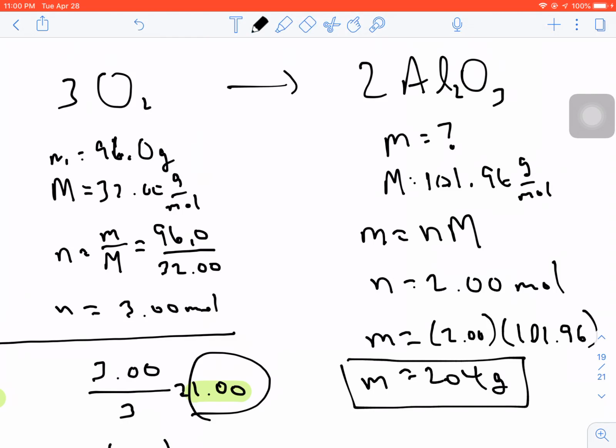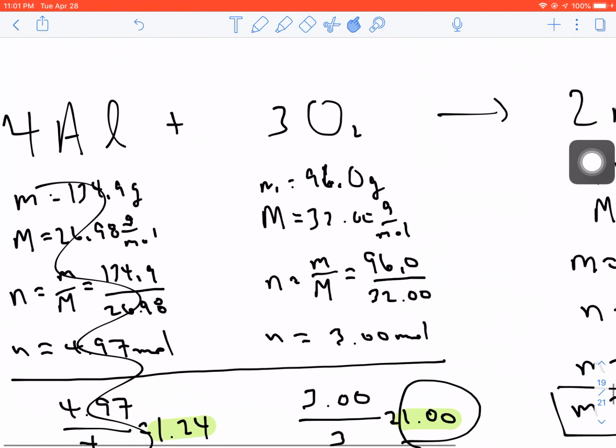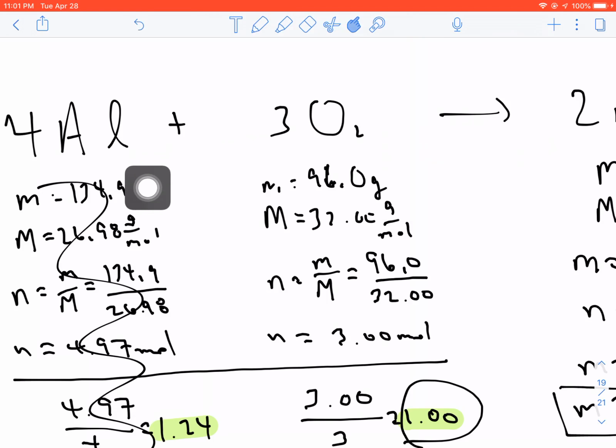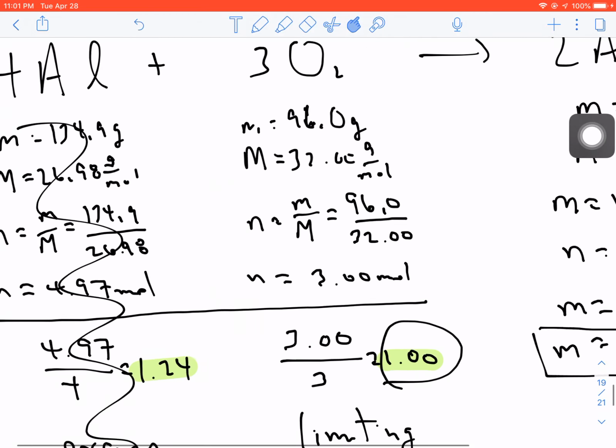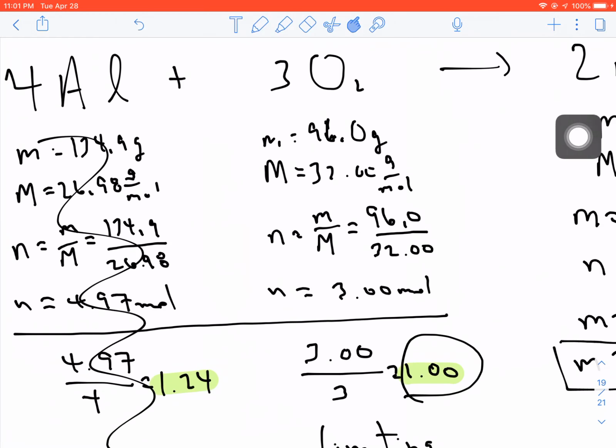And after all that math, I come up with the answer I was looking for up here, which is how many grams of this am I going to get if I react 96 grams of oxygen with 134.9 grams of aluminum. Now, if I was thinking, what am I going to have left over when all is said and done at the end of the reaction? I will have 204 grams of aluminum oxide, and I will have some of this aluminum left over because it was excess.